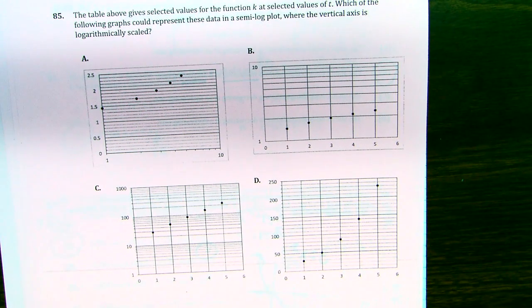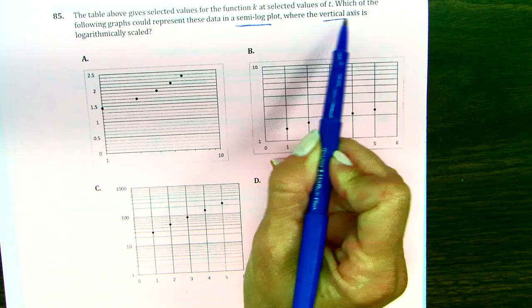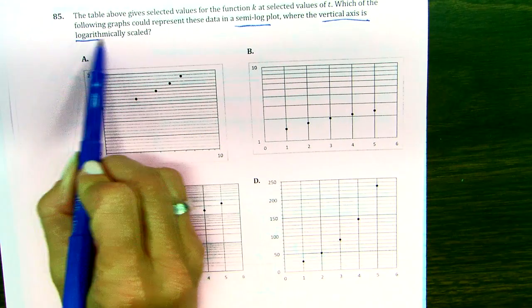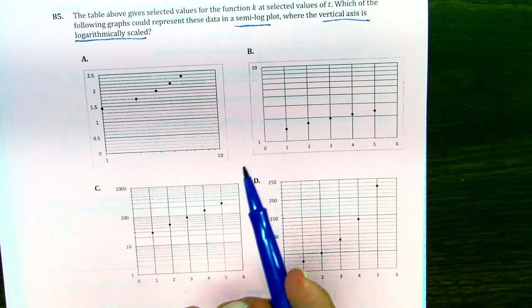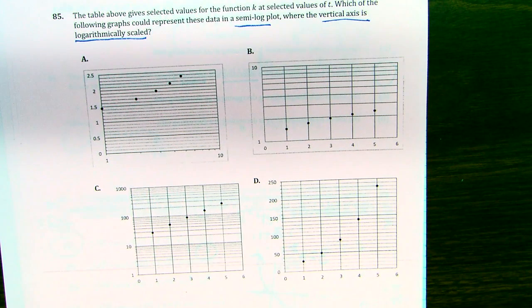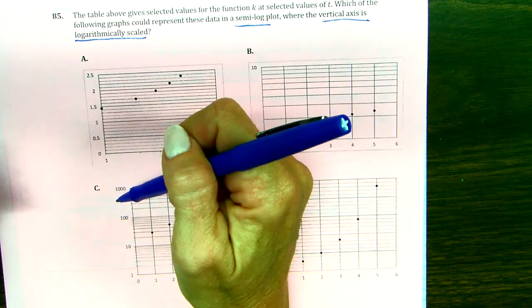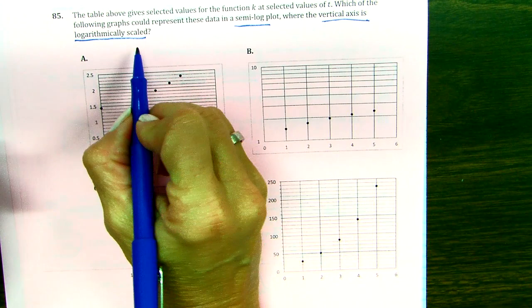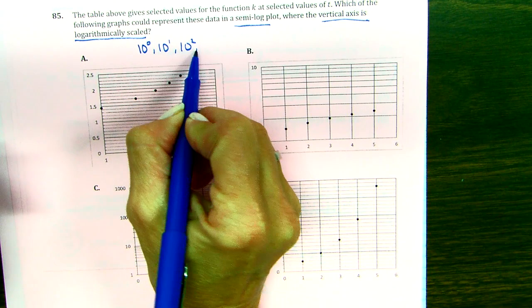And this is a great example of what we would see. So we have a table of values, and it wants to know which of the following graphs could represent this data in a semi-log plot where the vertical y-axis is logarithmically scaled. So semi-log means that one of the axes, usually the y-axis, is logarithmically scaled. And what that means is your y's are counted by base 10s. So 10 to the 0, 10 to the first, 10 to the second, and so on.